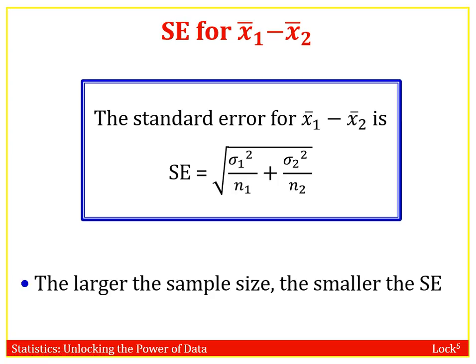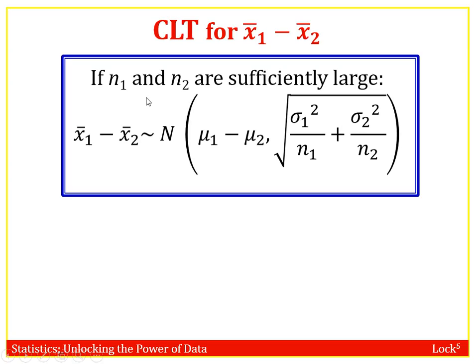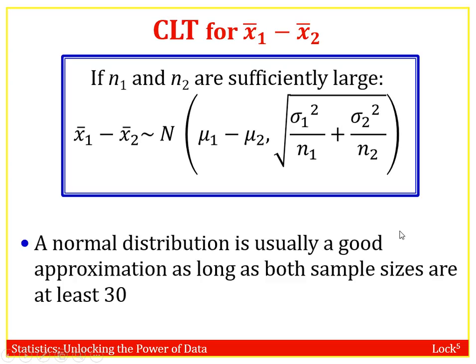And then once again, a larger sample size will result in a smaller standard error. So when our sample size is large enough, then we'll end up with our distribution being normal. That's what this N in front means. And it will be centered around the differences in the two means with a standard error of what we have right here that we just looked at on the last screen. Basically, this becomes normal if both sample sizes are at least 30.